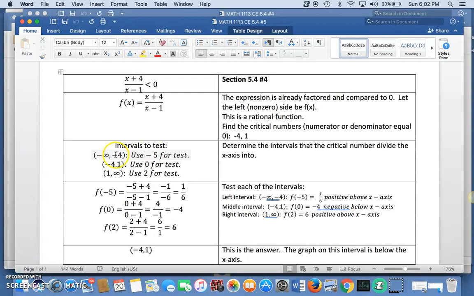The negative 5 is within that interval. You plug it in and you get positive 1/6. So that's a positive number. That means that part's going to be above the x-axis.